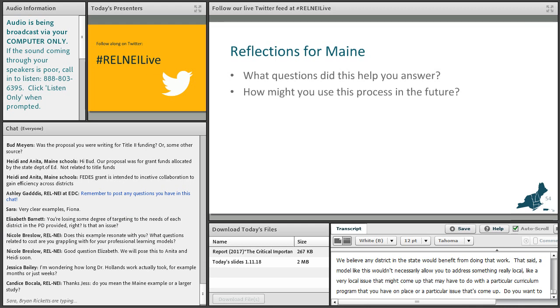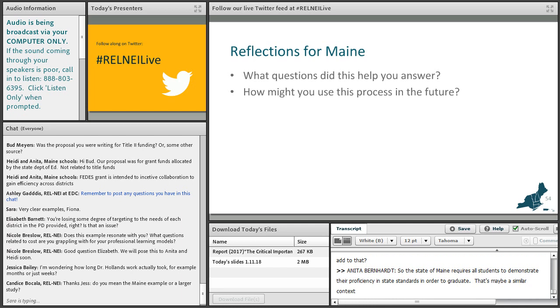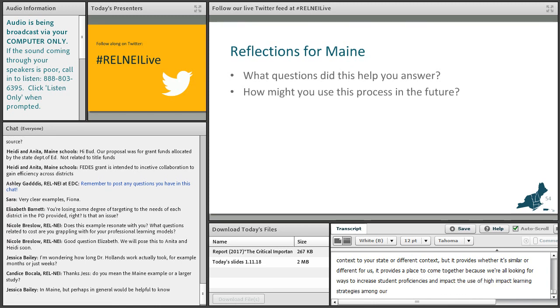So the state of Maine requires all students to demonstrate their proficiency in state standards in order to graduate. That's maybe a similar context to your state or different, but whether it's similar or different, it provides a place to come together because we're all looking for ways to increase student proficiencies and increase the use of high-impact learning strategies among our states, among our districts.